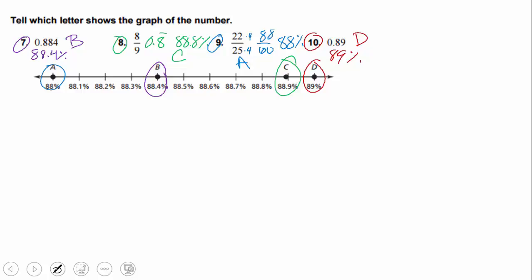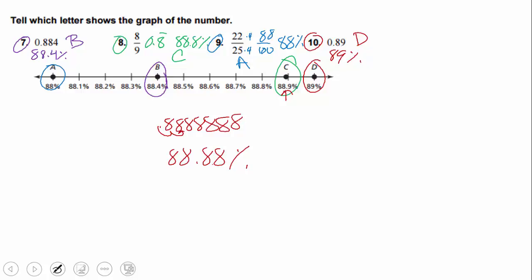And again, going back to number 8, that's 0.888888, so as many 8s as I need. Moving that decimal 2 places, I do have 88.88%, which is really dang darn close to 88.9. So that's why it's right there, and it's not on exactly 88.8. Okay, so recognize that this is greater than 88.8.